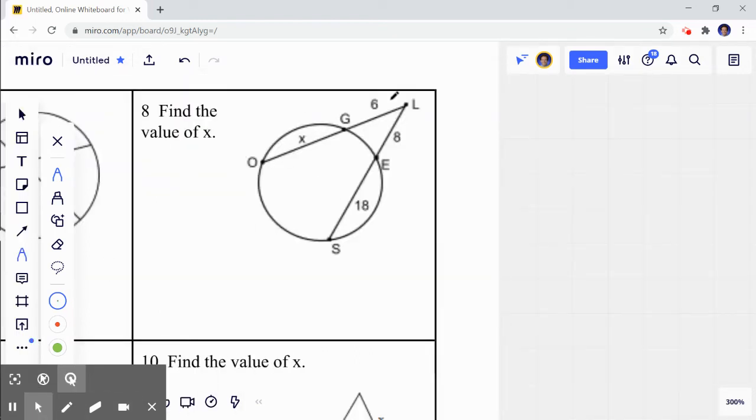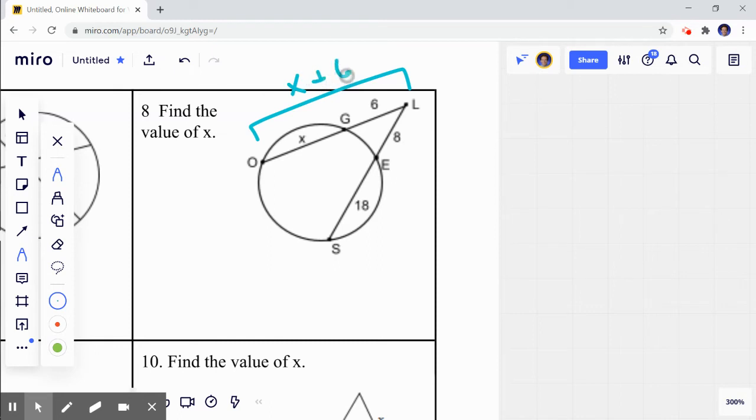Okay, so number 8 is an example where this rule will apply. We see two secant lines that connect to the same outside point of the circle. So I'm going to apply that whole times outside piece. First of all, we have to figure out the whole length of this secant line, which would be part plus part, so x plus 6. The outside segment that we identify is 6.